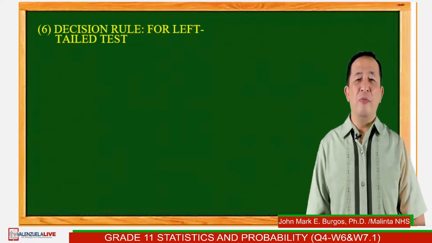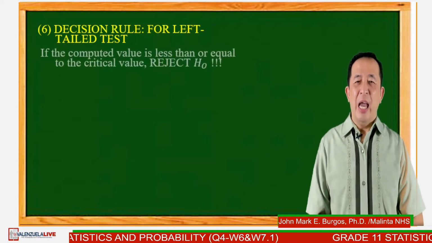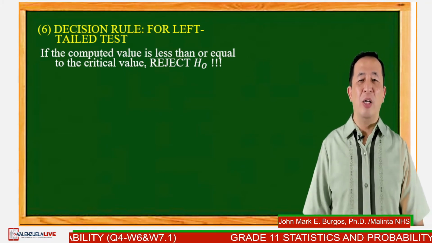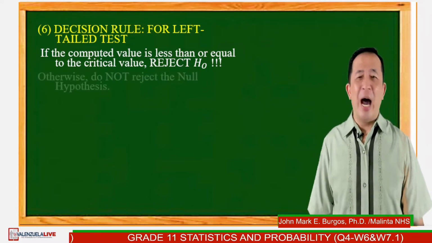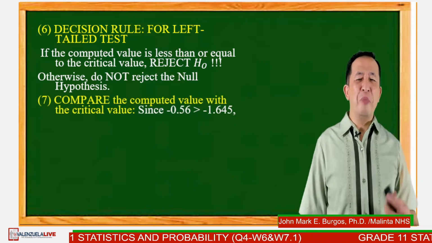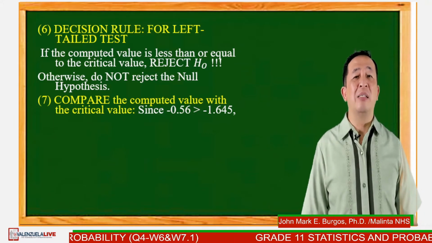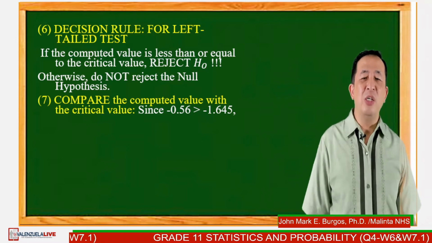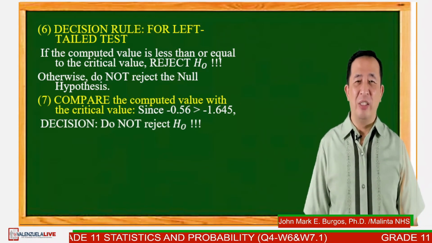The decision rule for the left-tail test is: if the computed value is less than or equal to the critical value, we have to reject the null hypothesis, H sub o. Otherwise, we cannot reject the null hypothesis. Compare the computed value with the critical value. Since negative 0.86 is greater than negative 1.645, the decision will be do not reject the null hypothesis, H sub o.